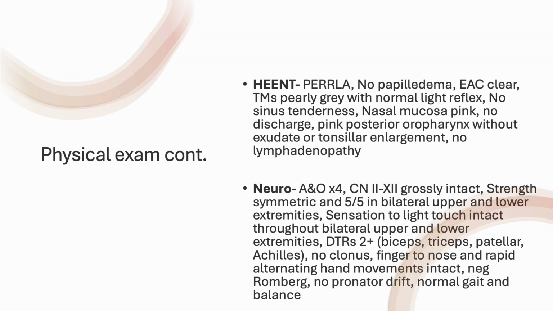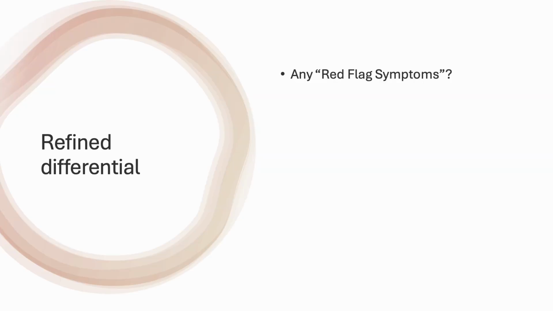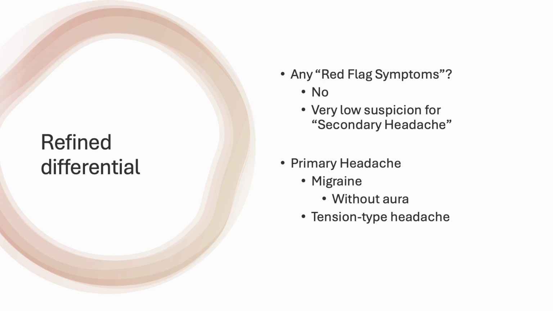Continuing with our physical exam, again, not really much to go on here as far as findings. Unremarkable HEENT exam, neuro exam unremarkable as well, without any findings of weakness or sensory deficits. So as we refine our differential diagnosis, trying to figure out if this is a primary or secondary headache, were there any red flag symptoms? Luckily for this gentleman, no. So we have a pretty low suspicion for a secondary headache. That really narrows things down for us. So we've gotten down towards where we think it's a primary headache. So more likely than not, a migraine.